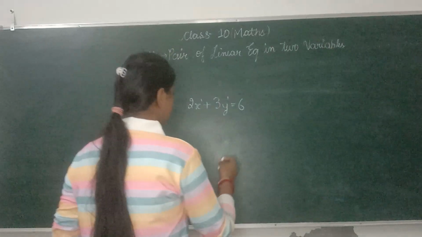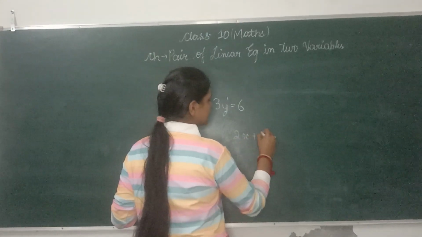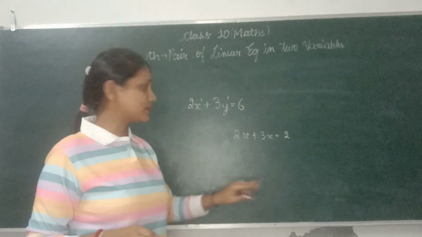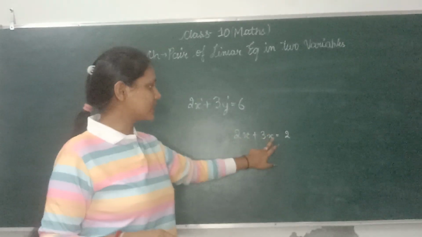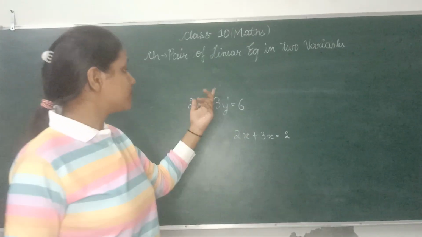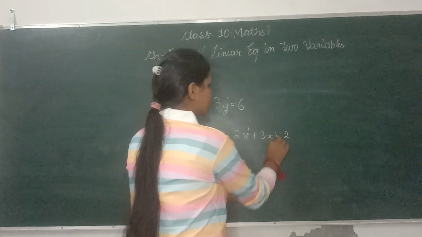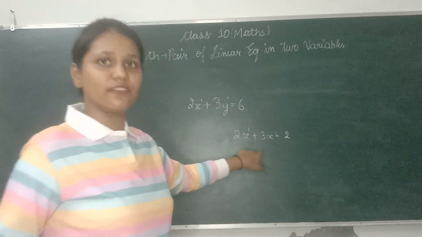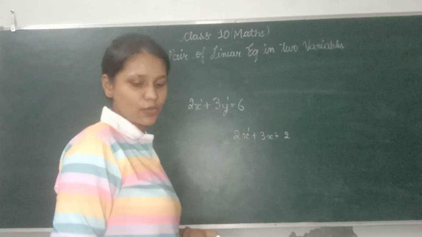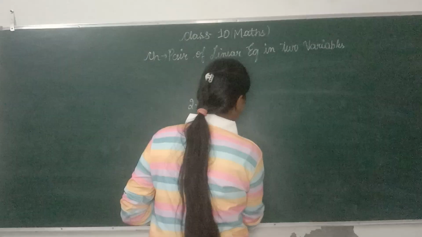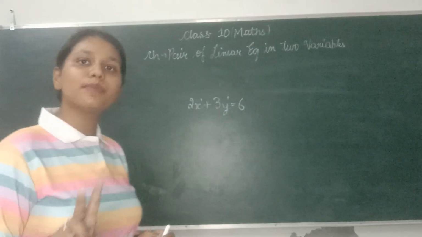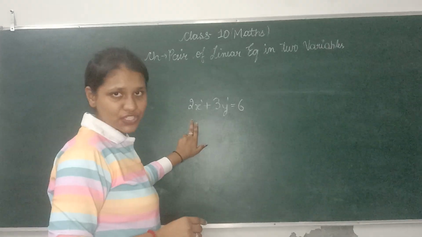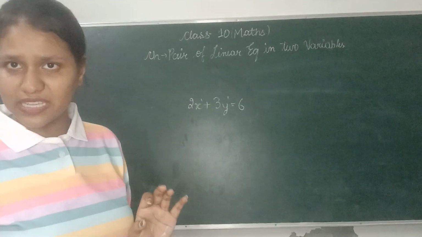If you are given the equation 2x plus 3x is equal to 2, this is not a linear equation in two variables because the variables are the same. x and x are both the same variable. No doubt it is a linear equation, the degree of x is 1, but this does not have two variables. The variable is one, so this is not a linear equation in two variables. A linear equation in two variables is an equation in which two variables are present and the degrees are 1.